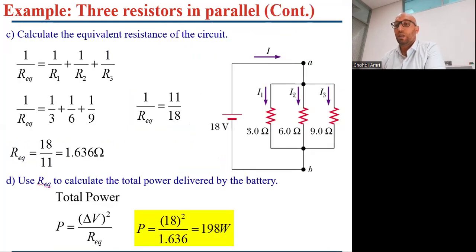Let's move on. Part C of this question says, calculate the equivalent resistance of the circuit. As we stated in the question, all these resistors are connected in parallel. So what will be the equivalent resistance? R equivalent in this case will be 1 over R1 plus 1 over R2 plus 1 over R3. So let's write 1 over 3 plus 1 over 6 plus 1 over 9, all to the power -1.